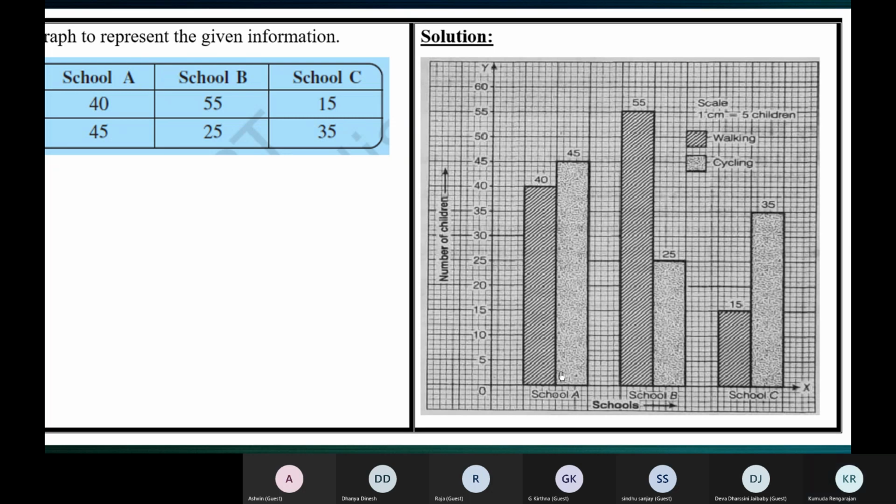Spacing, the two bars of school A, they stick together. Then the same spacing which we gave here, the same spacing. Then school B, same spacing, then school C. Can I move on, children? Yes, ma'am.